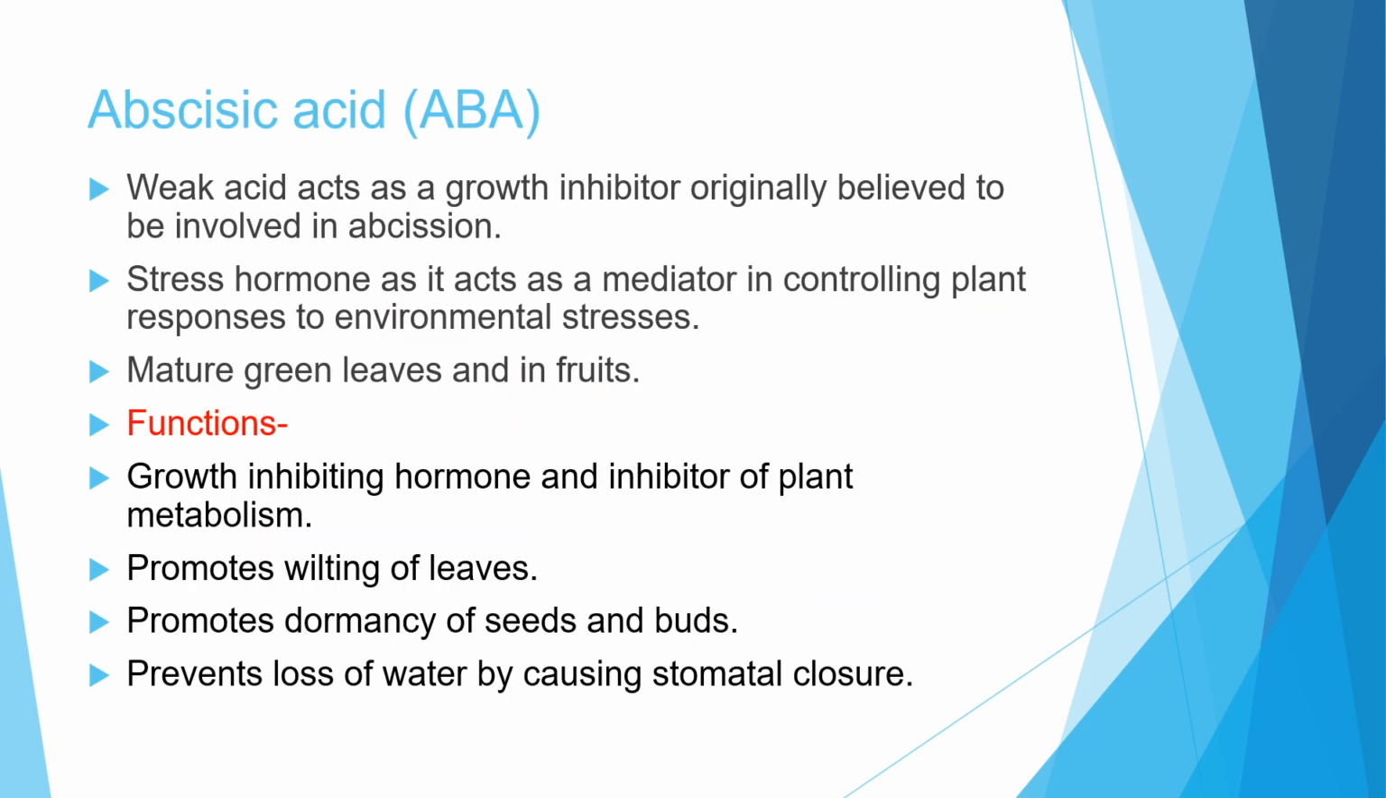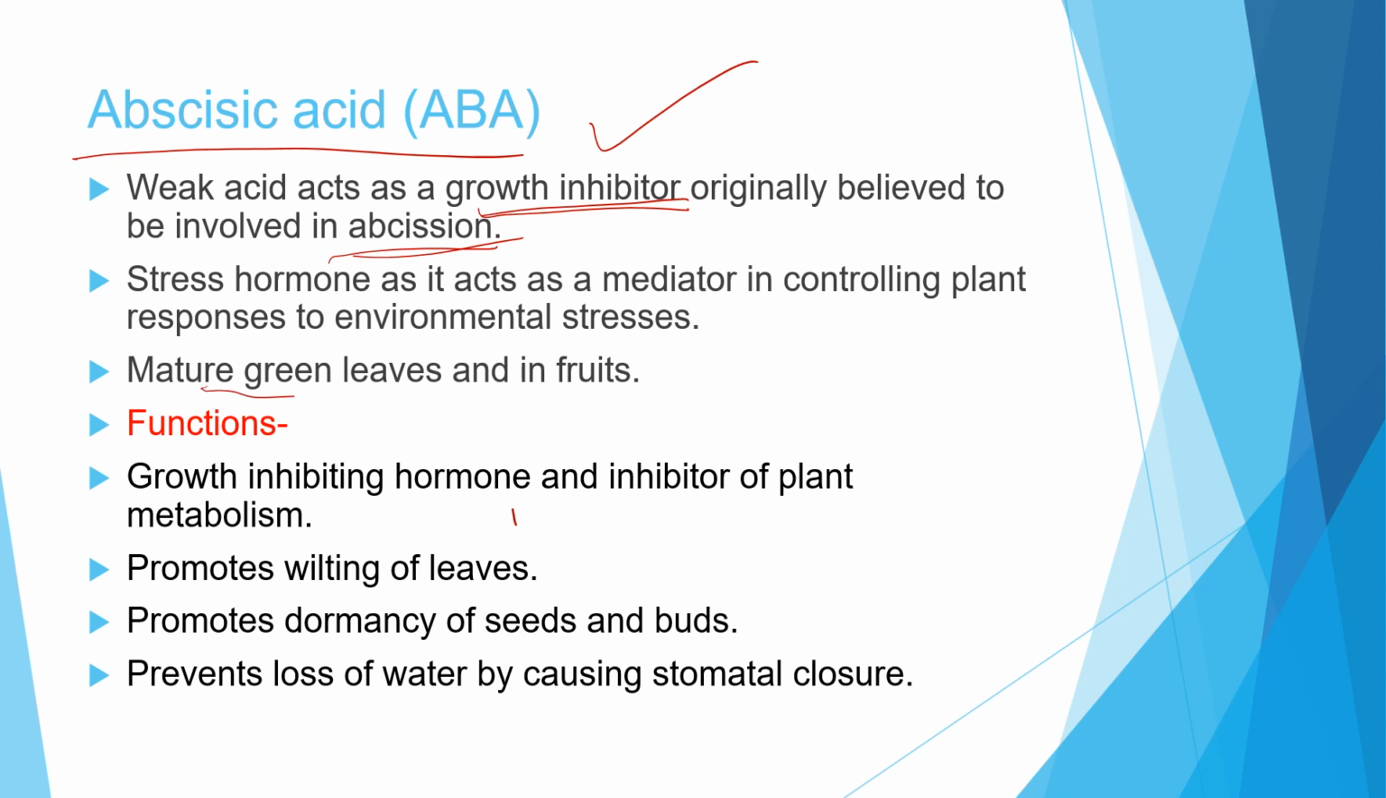Now here comes the last one, abscisic acid. It is a weak acid acting as a growth inhibitor. It is a plant growth inhibitory hormone which was originally believed to be involved in abscission. It is also called a stress hormone, as it responds to several types of environmental stresses. Just as adrenaline is regarded as a stress hormone in our body, abscisic acid is the stress hormone of plants.